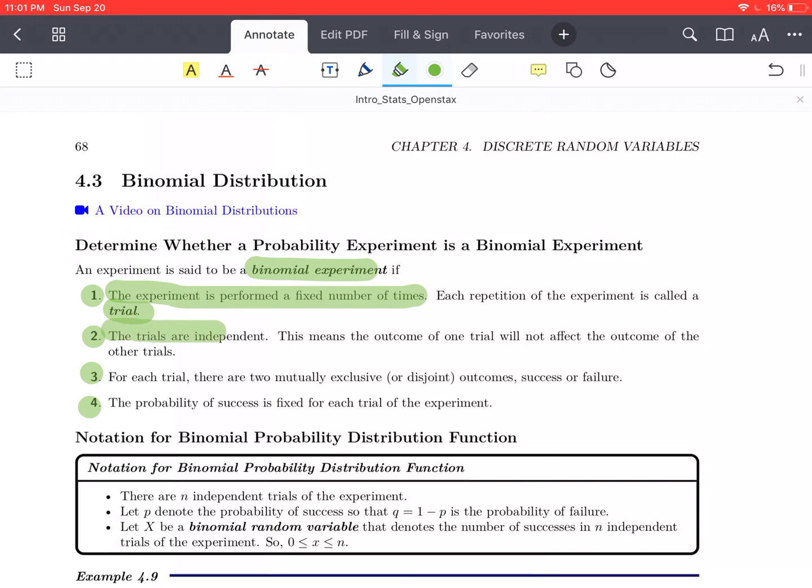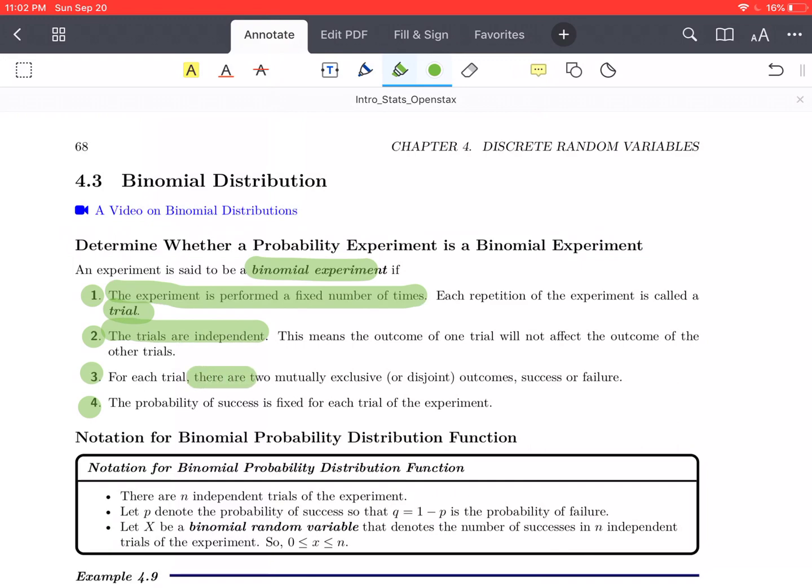The trials are independent of each other, so whatever happens in one is not going to change the outcome of another. For instance, rolling a fair die. If we're looking at the probability that I roll a 5 and then a 3, the probability that I roll a 5 is not going to affect the probability that I roll a 3 the next time, because they're completely independent of each other.